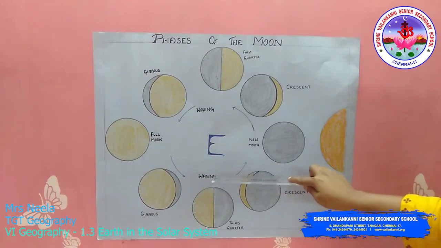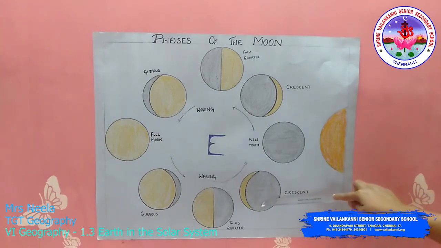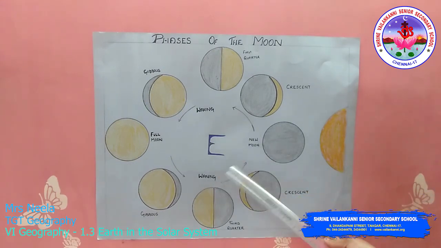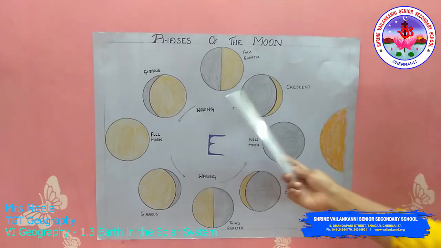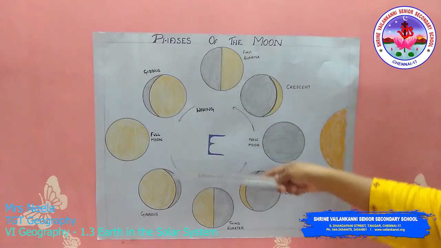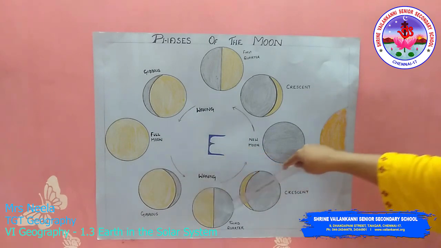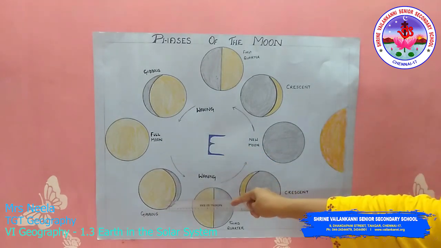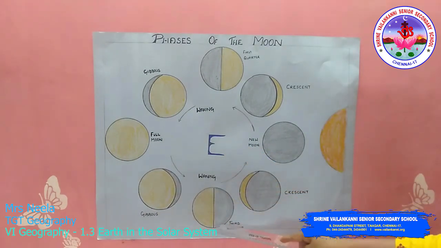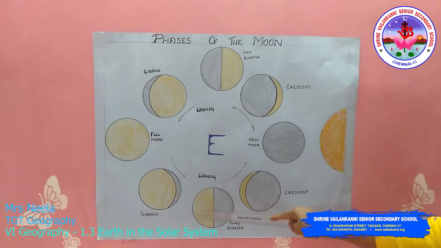This waning in Tamil is called Thei. This waning crescent means Thei Pirai. So you can understand this. Waxing means it will be growing. Waning means it will be decreasing. After the waning gibbous falls the third quarter. Here the left side of the moon will be lighted. Next to the third quarter is the waning crescent.